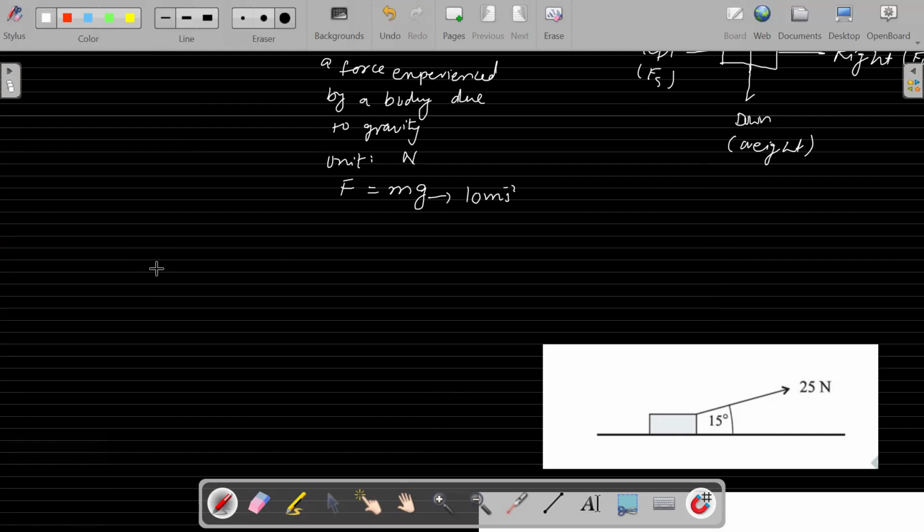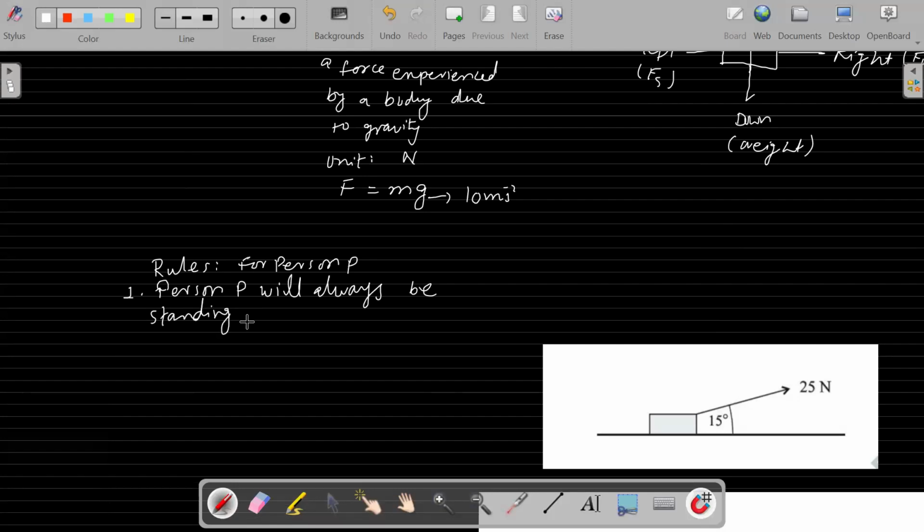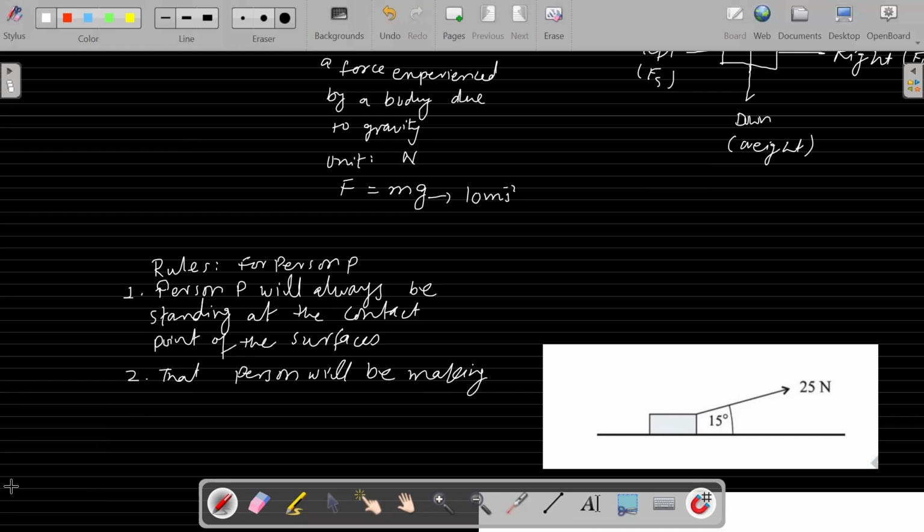Okay, so to make my reference point, I'm going to introduce a person P. So there will be rules for the person P. Rule number one, person P will always be standing at the contact point of the surfaces. Rule number two, that person P will always be at 90 degrees to the surface. Okay, these are the two rules.